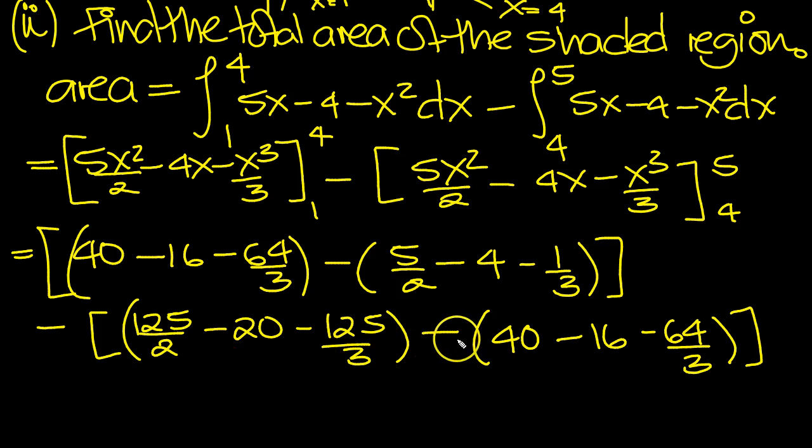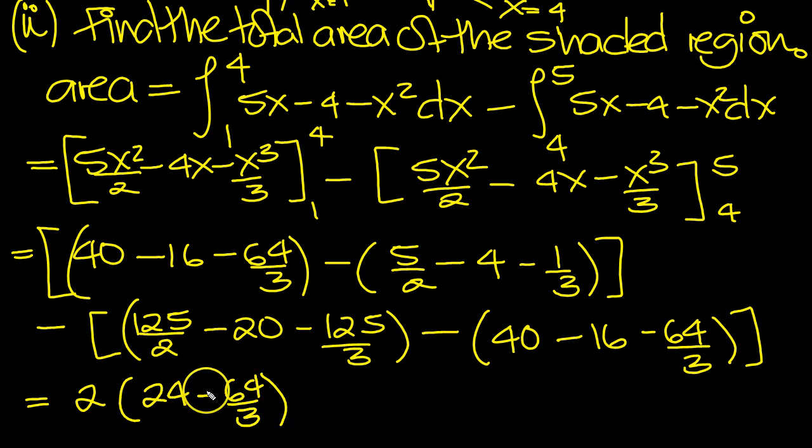Now if you notice, that's a minus times a minus here. So basically you've got a plus, you've got 2 lots of this same bracket here. So it's equal to 2 lots of this bracket then, because it's a double minus when we expand the big bracket here, and this becomes a plus. So it's 2 lots of this term here. 40 minus 16 is 24, minus 64 over 3, so that's not too bad there.